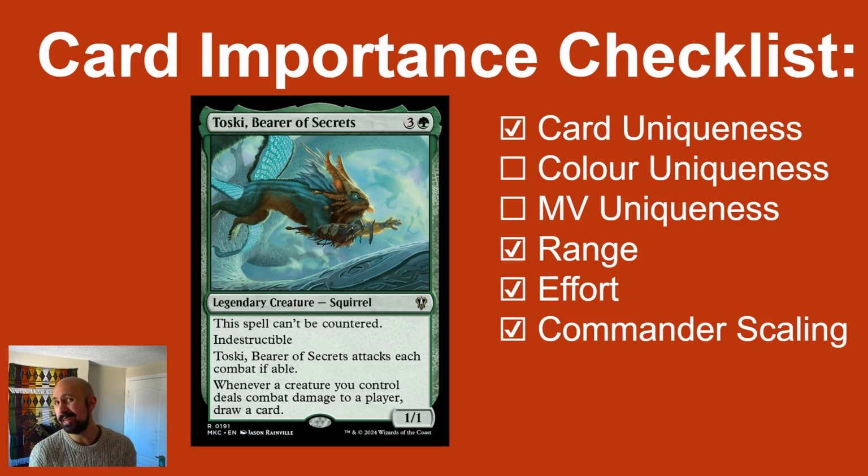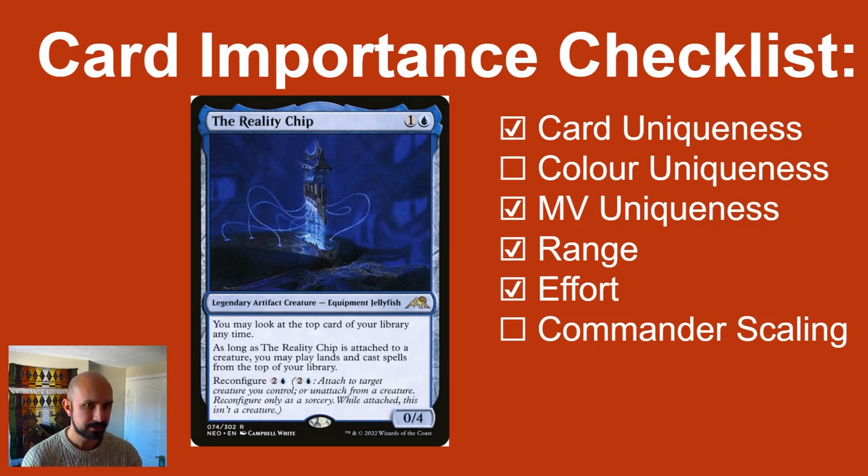And I like that. Color uniqueness, it's not that unique in color because green has this, whenever a creature you control deals combat damage to a player, draw a card, pretty often. And blue has this kind of ability as well on enchantments at 4 mana, so it's also not mana value unique. However, once again, range, effort, and commander scaling are all checked off because it hits all of your opponents, it hits for each creature and not each creature per opponent. You don't need to pay mana or make any extra effort to get it, they just need to hit, and hitting your opponents with creatures, especially in a green deck, is really easy. And finally, it scales really well because you have 3 opponents.